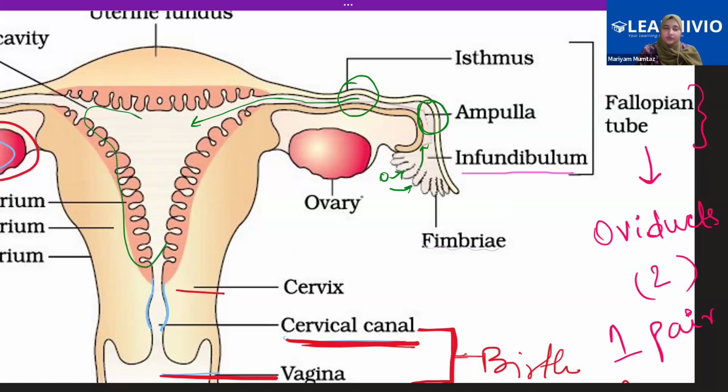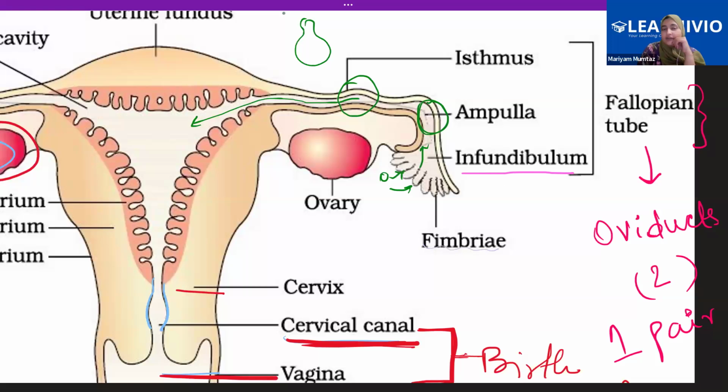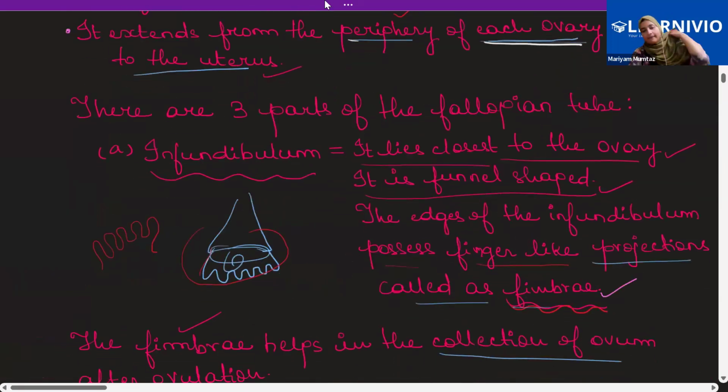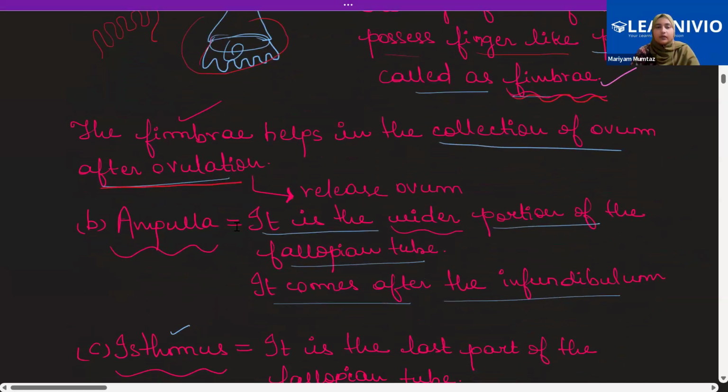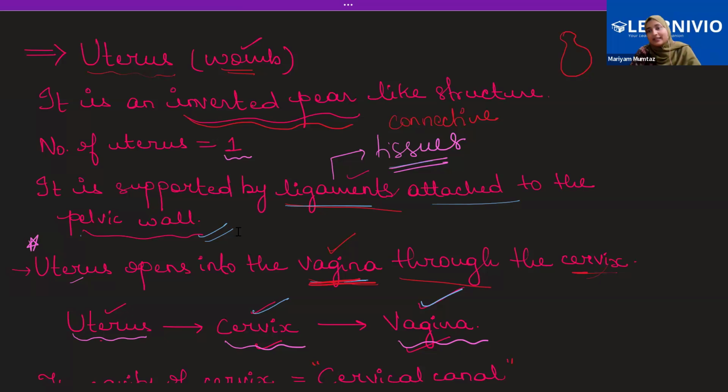Now, when we talk about the uterus, it is an inverted pear shape. A pear is normally this shape, but the uterus is described as an inverted pear-shaped structure. It is also called the womb. And in every individual, in a normal scenario, there is only one uterus.